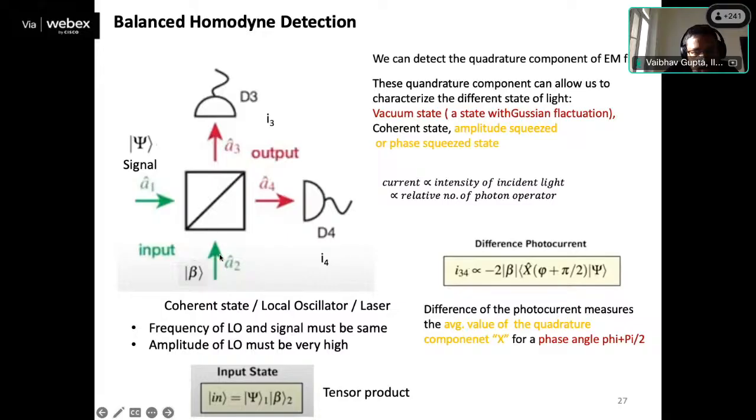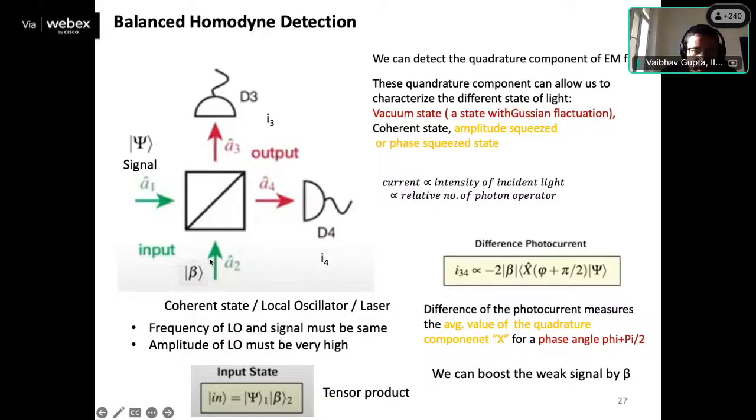So we give two inputs. One is a local oscillator. This is roughly a laser, a very high intensity laser. Why high? Because this signal will be very small. Let's say if it is a coherent state or amplitude squeezed, we are talking about 3, 4, 5 single photons, 2 photons. So this will be very low intensity, and we want to increase the intensity. So this beta, which is the amplitude of your other local oscillator, the signal will be multiplied by beta and it will be enhanced. So we can boost the signal. That is another advantage of putting in this local oscillator.